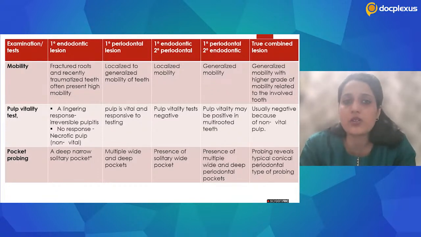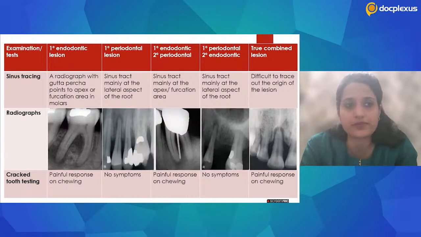Then primary periodontal lesions will have multiple wide and deep pockets because it is generalized. Primary endo and secondary perio will again have a solitary wide pocket. Then again, primary periodontal and secondary endodontic, presence of multiple wide and deep periodontal pockets, and true combined lesions will have a combination.